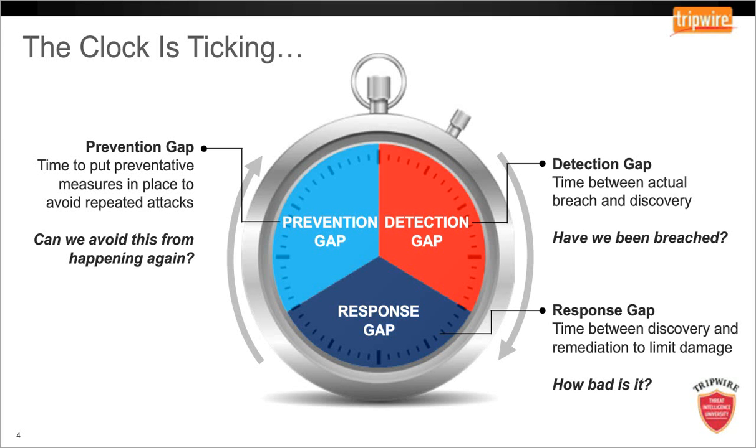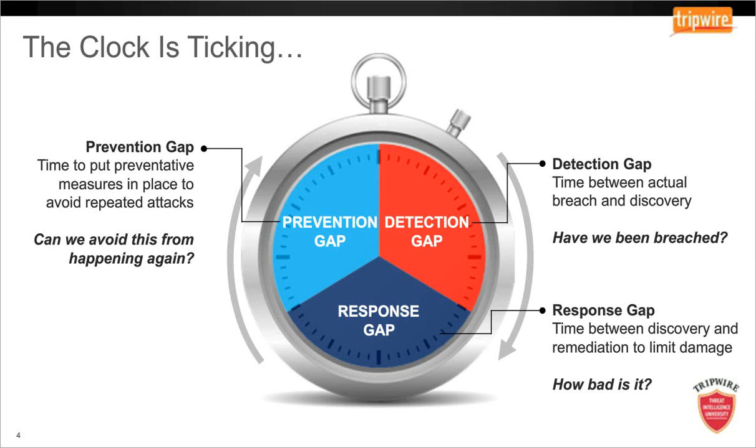Finally, let's look at the prevention gap. So you've fixed the issue at hand. How do you stop it from happening again? You need to address the root cause and identify the weaknesses in your systems, processes, and controls that allowed the breach to occur. It's also worth trying to identify what prevented its rapid detection and remediation.